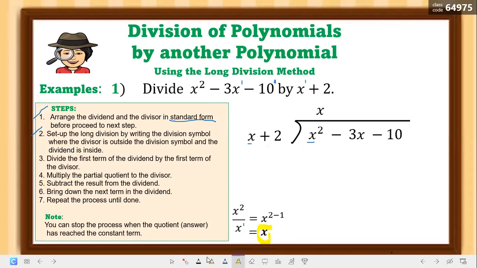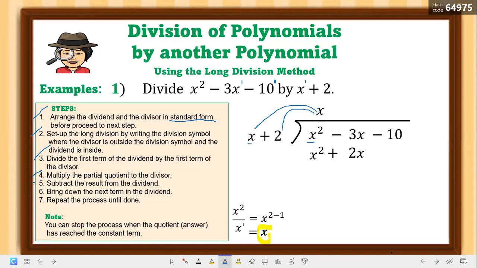And then, let's multiply. Step number 4 tayo, di ba doon sabi? Multiply the partial quotient to the divisor. X times x. Can you multiply? X squared. Very good. So ilalagay mo ngayon dito sa baba ni x squared. Itapat mo siya. Okay? And then, multiply again. Second term, x times 2. 2x. Tapat mo naman siya dito sa negative 3x.